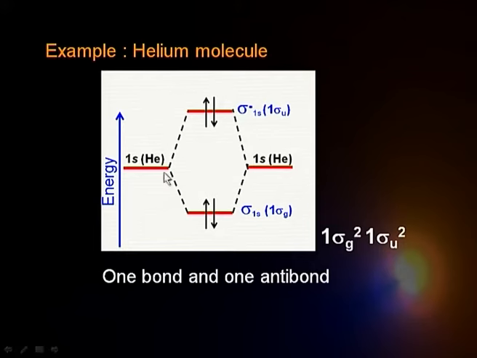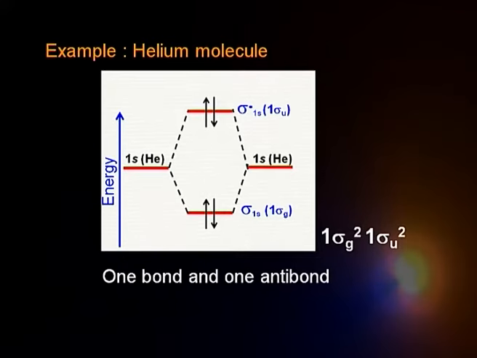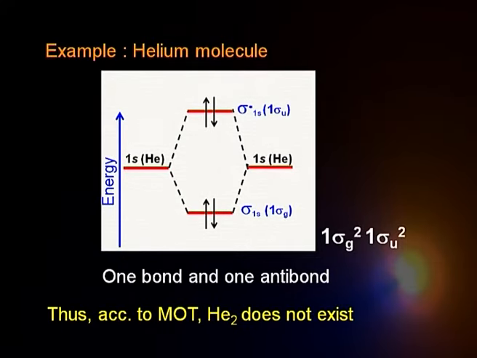When you fill in these 4 electrons, we find that 2 are in the bonding molecular orbital and 2 are in the anti-bonding. We can roughly say that there is 1 bond and 1 anti-bond, so to say. This terminology is not very common, but it can be used. So, essentially it amounts to saying that there is no bond formation, because there is 1 bond leading to lowering of energy or stabilization, and an equivalent or slightly greater destabilization. So, according to molecular orbital theory, He2 does not exist.